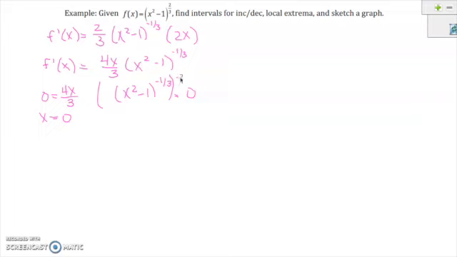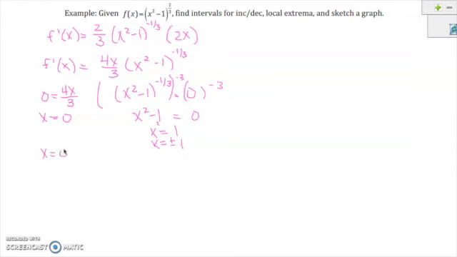If I did it on this side, I have x squared to the first, x squared minus 1 to the first is equal to 0. And then you could either do difference of two squares, or I'm going to just do it quickly. X squared is equal to 1, x is equal to plus or minus 1. So those are my critical points.